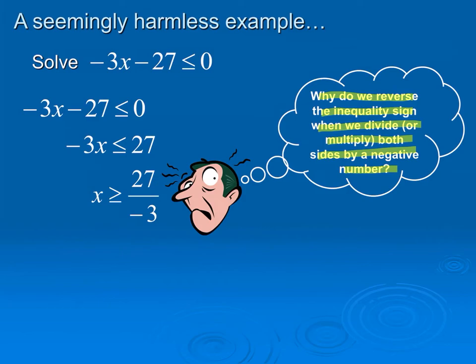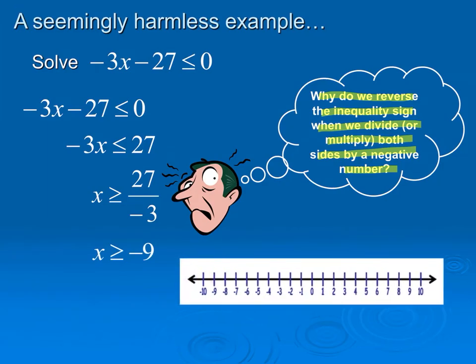I'm just going to finish it off. Just take it for granted that I'm going to explain something that makes you go, oh, I get why we have to reverse that now. And we'll just carry on with finishing the solution, which is I get x greater than or equal to negative 9. No big deal. But why do we reverse that sign?